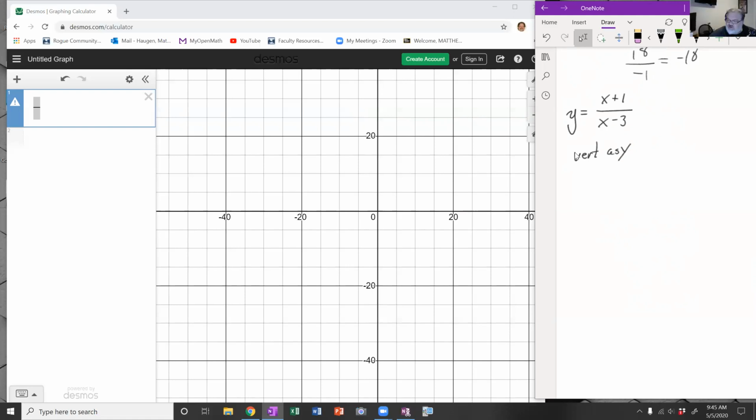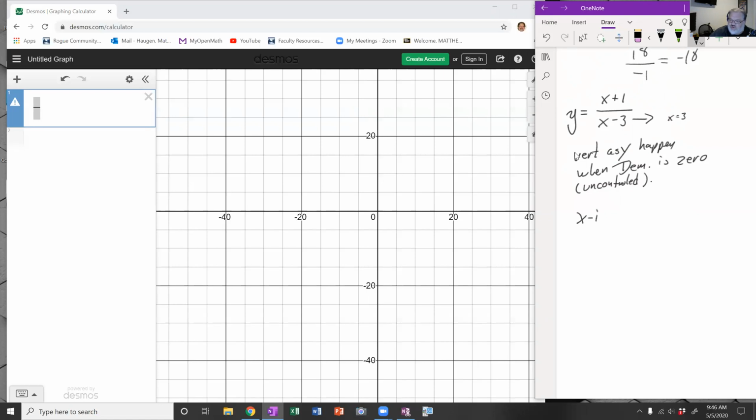Vertical asymptotes happen when the denominator is 0, and I'm going to put a little parenthetical here, uncontrolled or unbalanced 0. So when the denominator is 0, which happens at x equals 3, we have at least the possibility of a vertical asymptote at x equals 3. If that also makes the numerator 0, we get that canceling effect and we get a hole. But there is no x minus 3 factor on top, so that is indeed going to make a vertical asymptote.